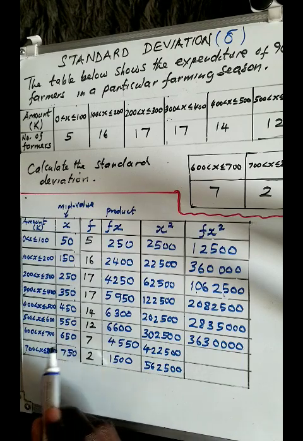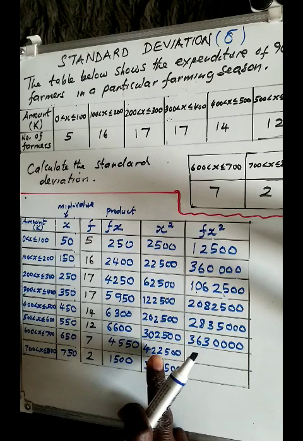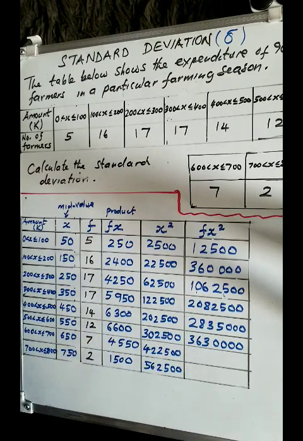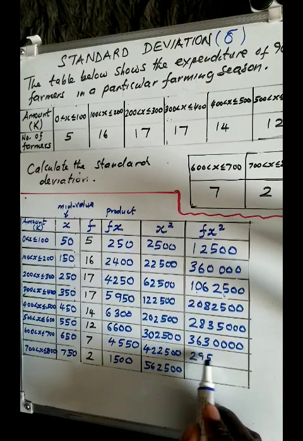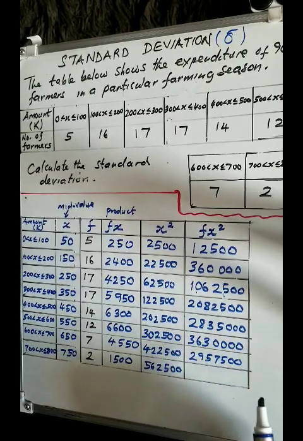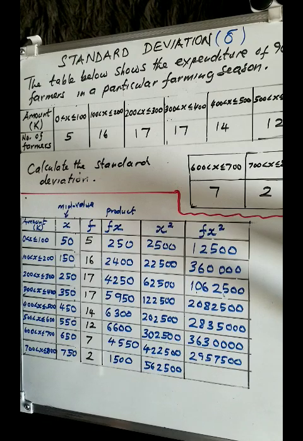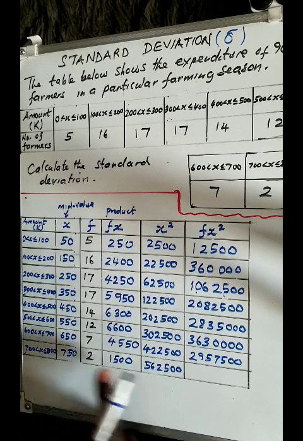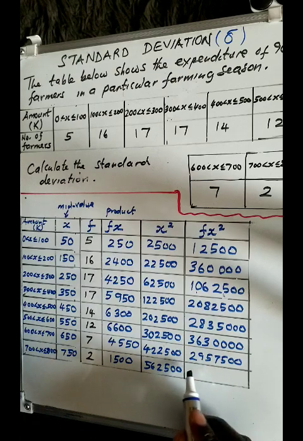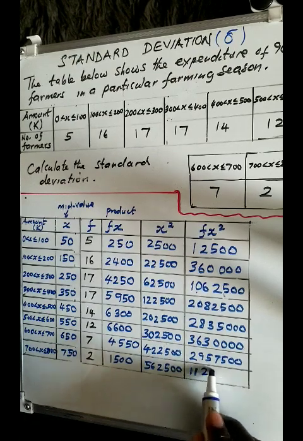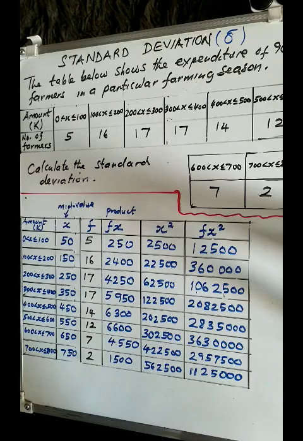So these are bigger values. So again, the value that we got there, which is that multiplied by 7, would have given me 2,957,500. All right. So then the last one, when we squared the 750, we got that value. So multiply that by 2. So that is giving us 11,250,000. So this is what you get now.